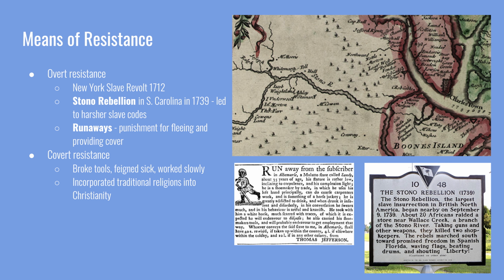Other ways in which enslaved people would secretly try to resist their enslavement is that they would try to continue to practice their traditional religions, and they would incorporate those religions into Christianity, which is the religion which they were forced to adopt.